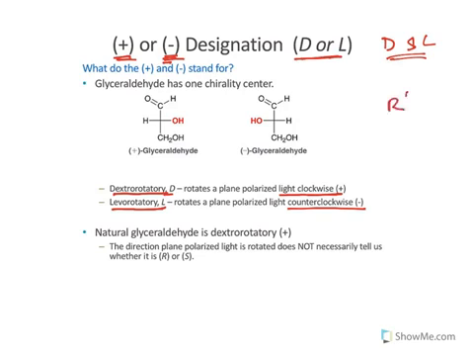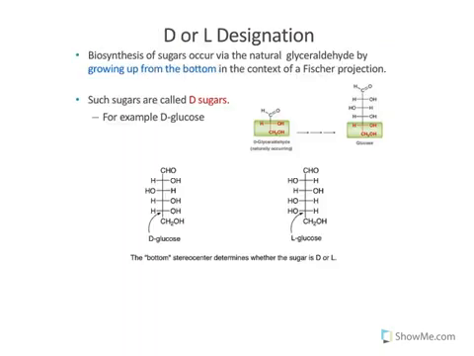We can use R or S, and we can also use plus or minus. Now keep in mind the plus and minus have nothing to do with the R or S. So the R or S is simply to determine the configuration with respect to the priorities according to the Cahn-Ingold-Prelog rules. So with the D and the L designation, here we only look at the bottom stereocenter.